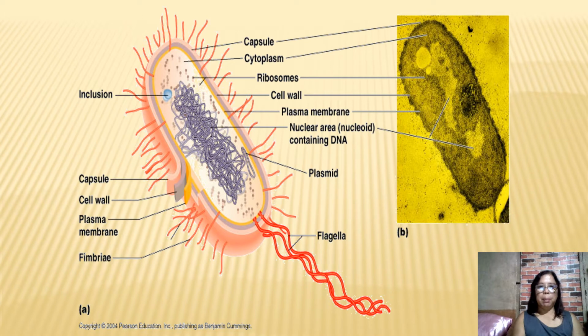So you have here the parts: the capsule, the cytoplasm, the ribosome, the cell wall, the plasma membrane, the nuclear area, wherein you have the genetic property or the DNA, and then you have the plasmid. And for the outer part, you have also the capsule, the cell wall, followed by the plasma membrane, and then appendages like your fimbriae and the flagella.